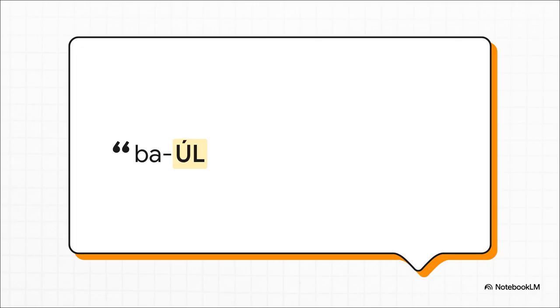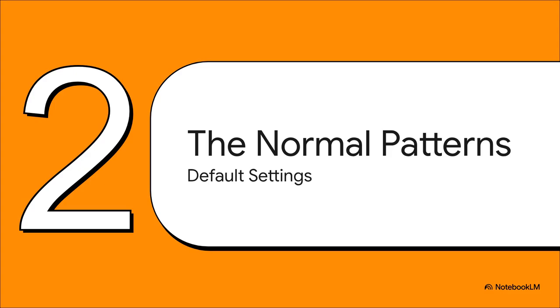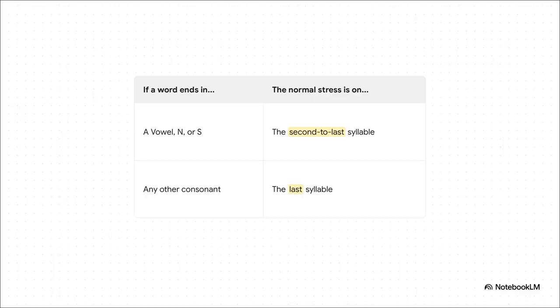Now, if a word fits this vowel clash rule, you're all set. But what if it doesn't? Okay, so if a word doesn't have a vowel clash, we just move on to the next step, which is checking its normal behavior. See, Spanish has 2 default patterns for where that beat of the voice is supposed to fall. This chart pretty much lays out those 2 default settings. It's simple.